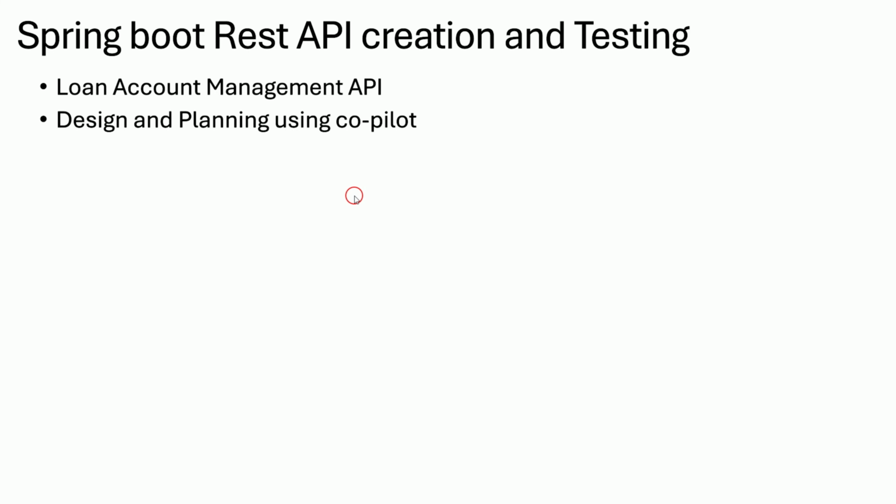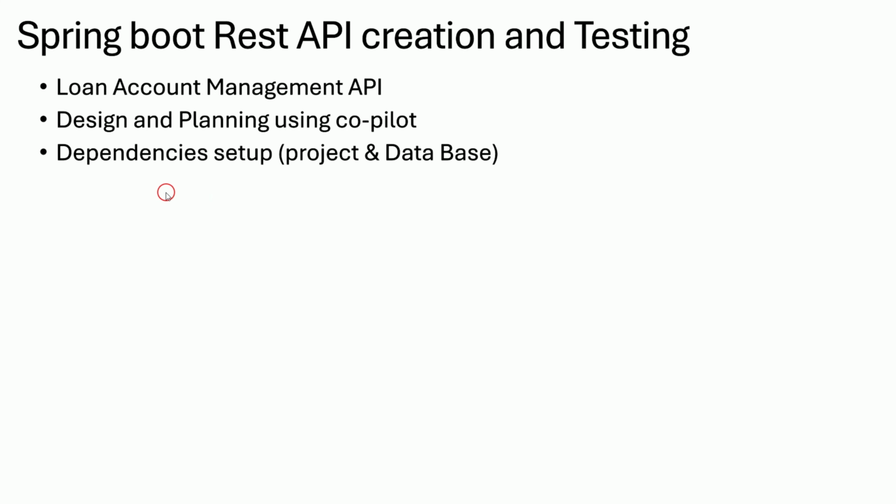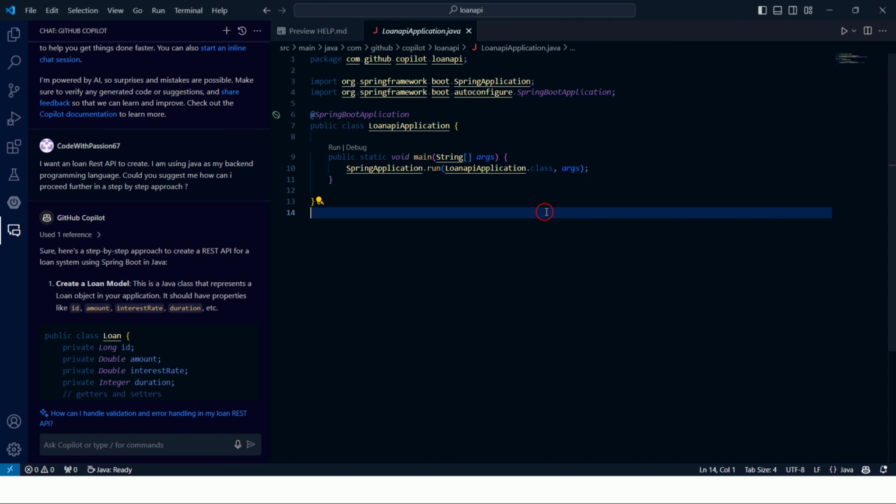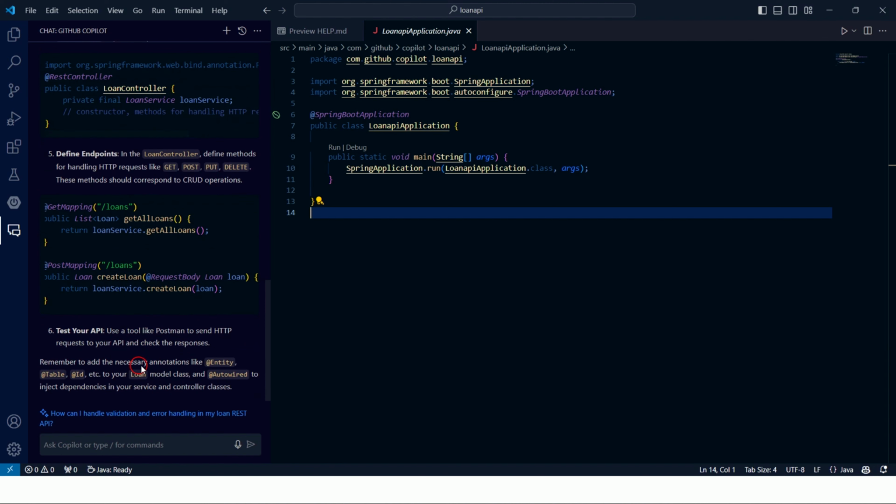Now I'm going back to see what the next item is. First we're going to do dependency setup, project and database. We have already created the project, so we need to use a database. What I'm going to ask GitHub Copilot is, I don't have any database, so I would say I want to use H2 database for my REST API.